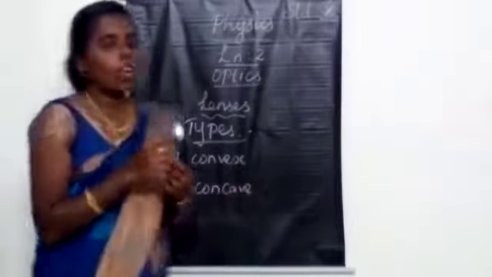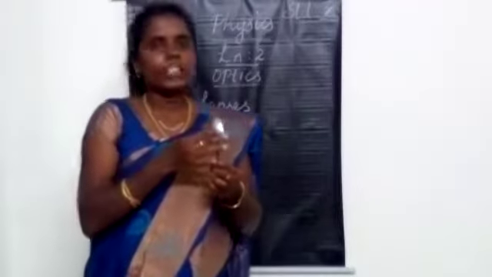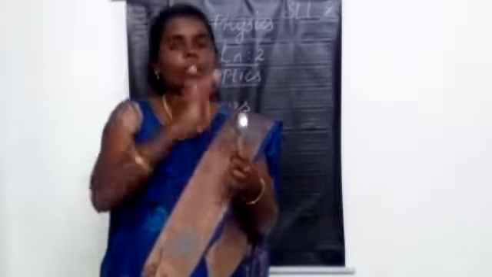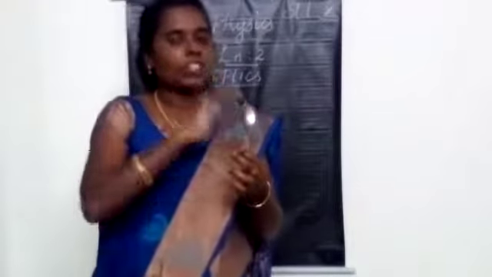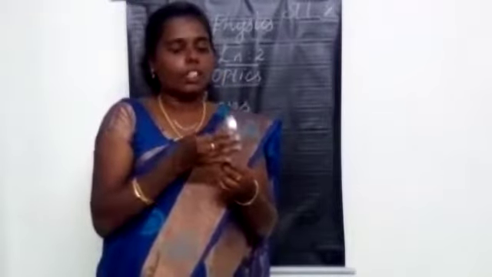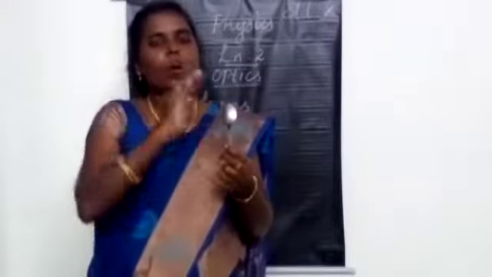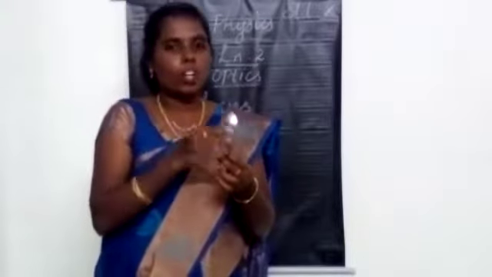So to identify the convex lens, you can see the back side of this spoon. The refracting surface is curved outwards, bulged outwards. That is called the convex lens. So we can identify that when the refracting surface is curved outwards, that is called the convex lens.